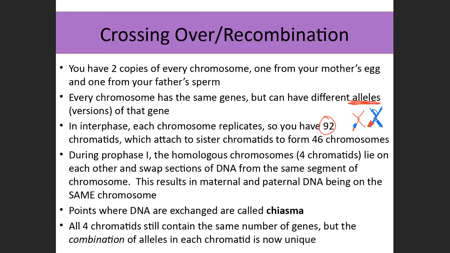So now the 4 chromatids that we have here, all these 4 strands of DNA, they still have the same genes on them. It's still a street with 20 houses, but the combination of houses might be different. Maybe one street had been all bungalows and the next street was all Cape Cod style. And now we've switched it up a little bit. So we've mixed up the combinations on each strand.